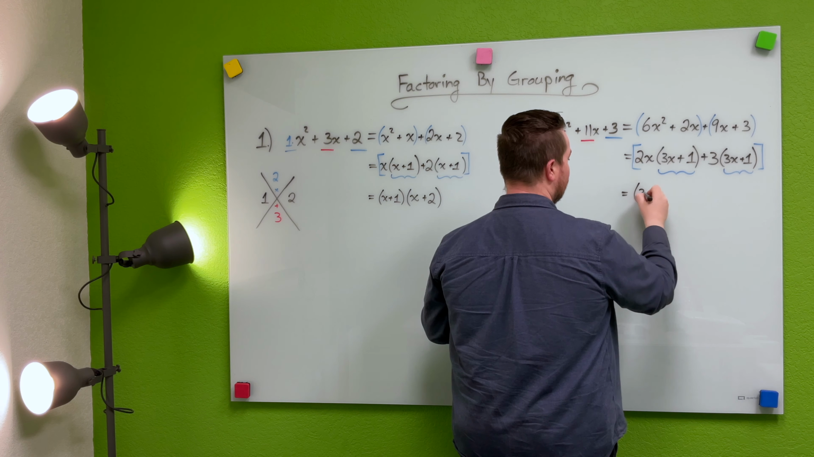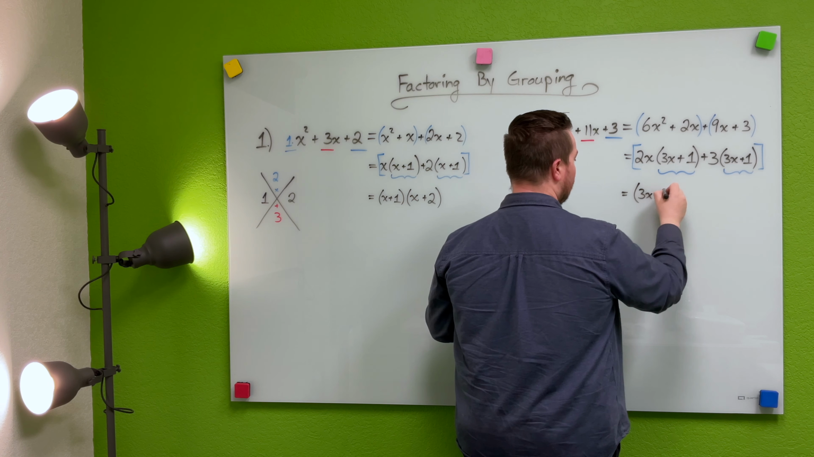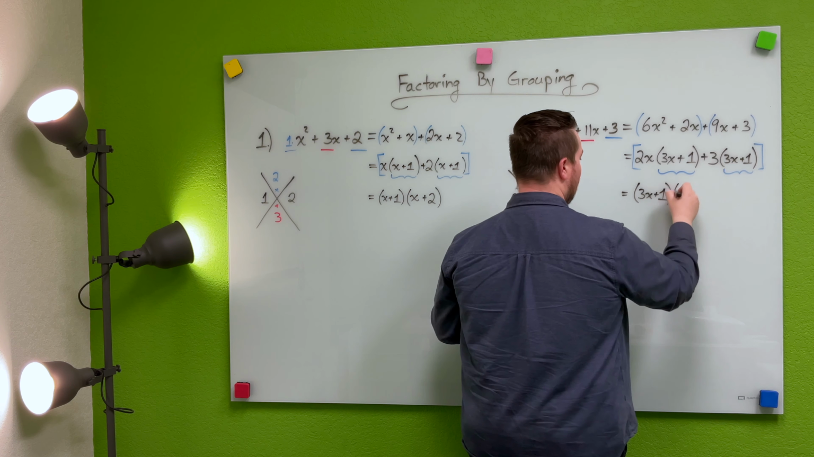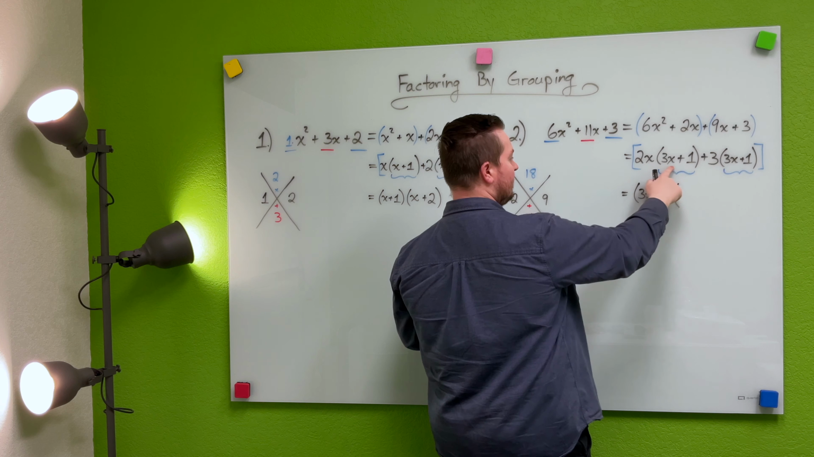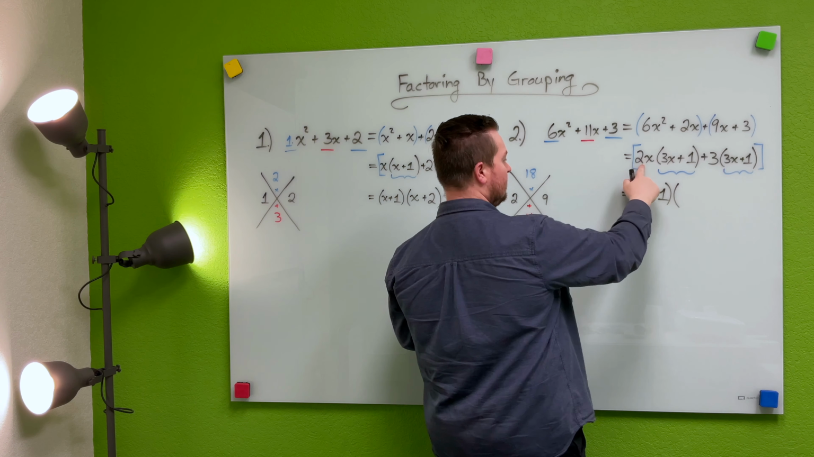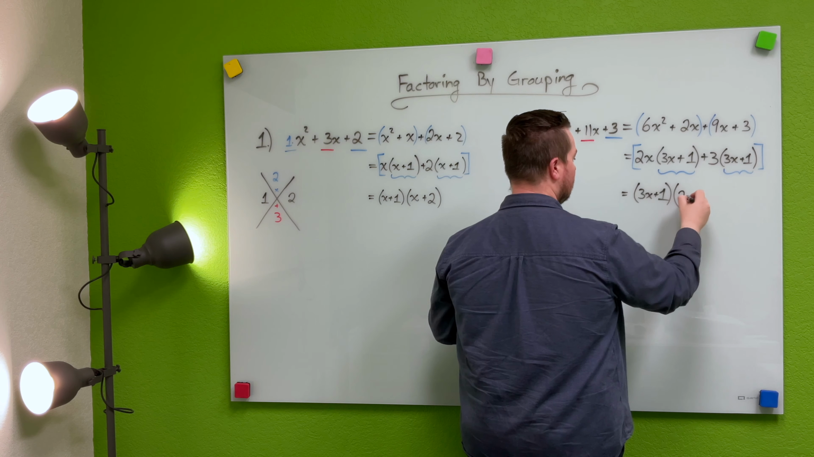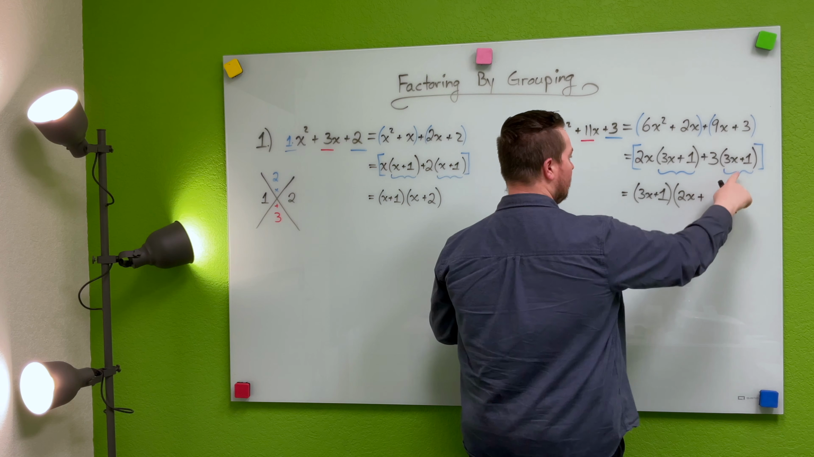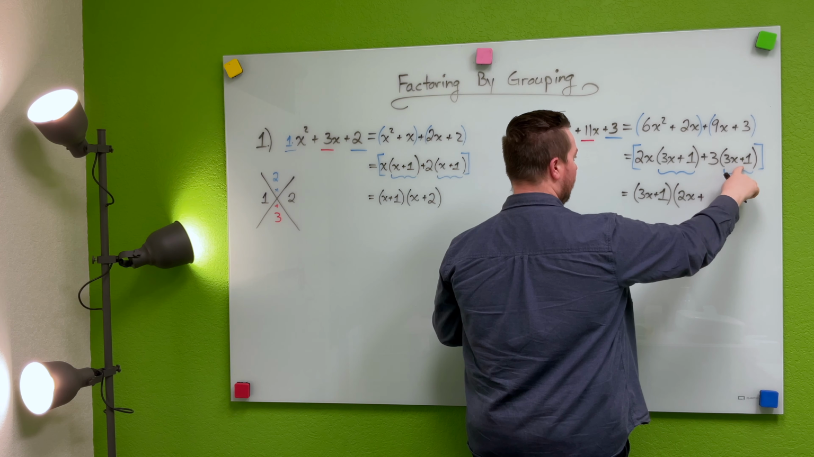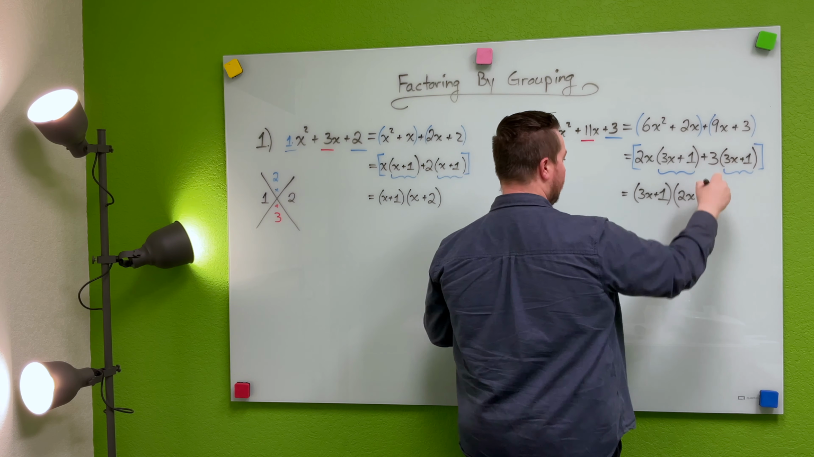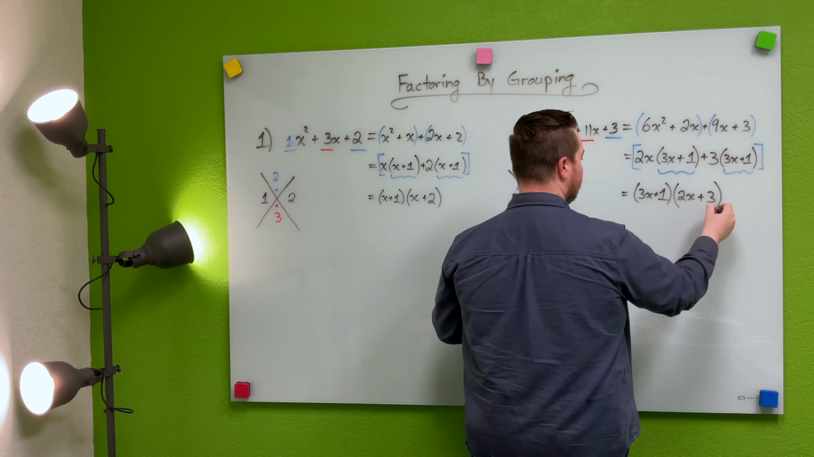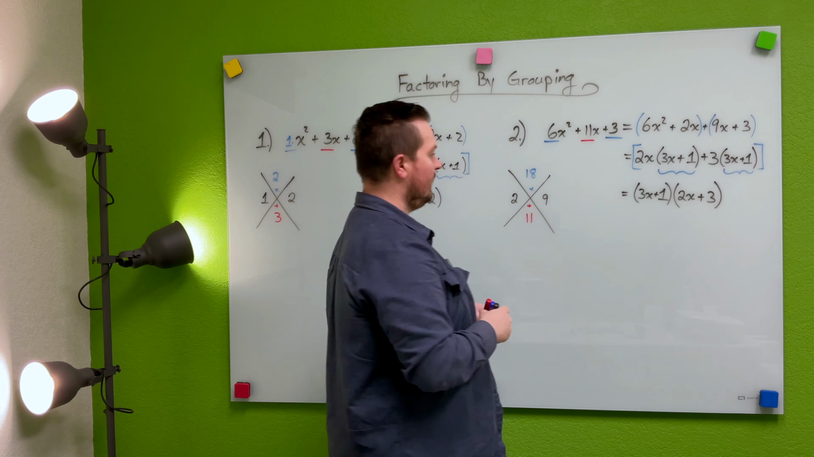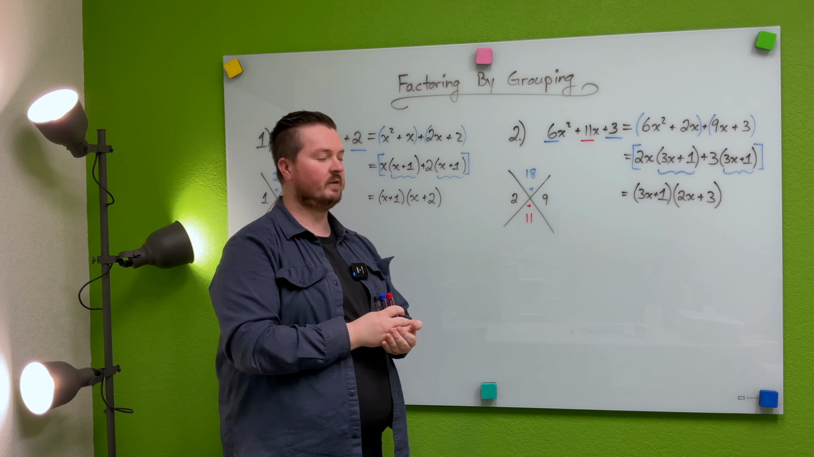So now we have 3x plus 1 times, when we take this factor away, all that's left is 2x. We'll bring down the addition. When we take the factor 3x plus 1 away, we're left with a 3. So now we're done factoring.